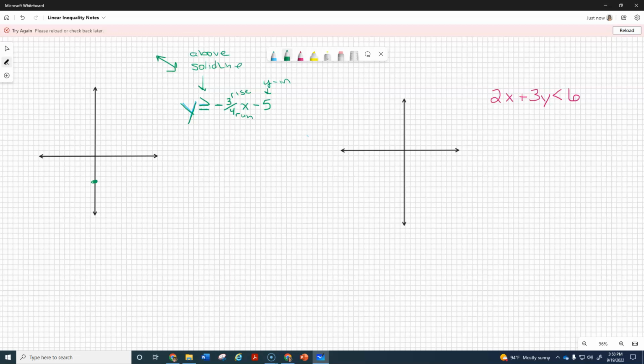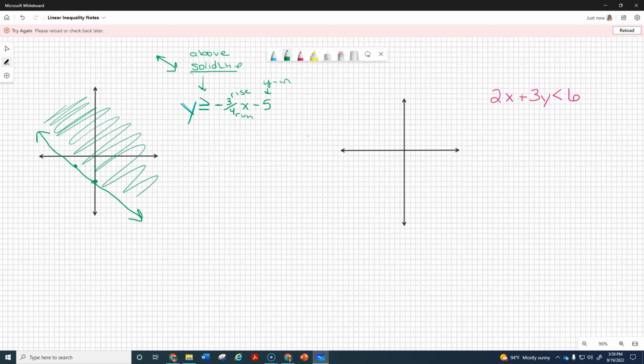So from this point, I'm going to rise 3. That's 1, 2, 3, and then I'm going to run 4. 1, 2, 3, 4. Okay, that gives me another dot. I could do it again, rise 1, 2, 3, run 1, 2, 3, 4, get several dots so that when I draw my solid line, it comes out reasonably straight. I'm going to try to freehand this here, and I'm going to get a reasonably straight line. And we said that we were going to shade above, so I'm expecting all of this to be shaded.